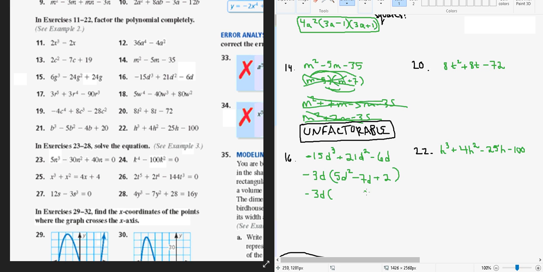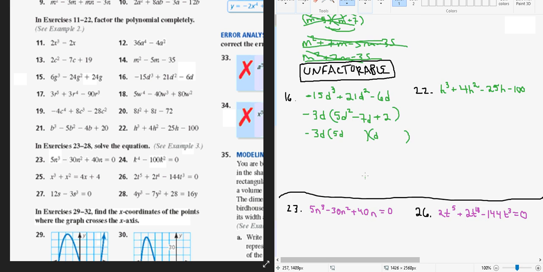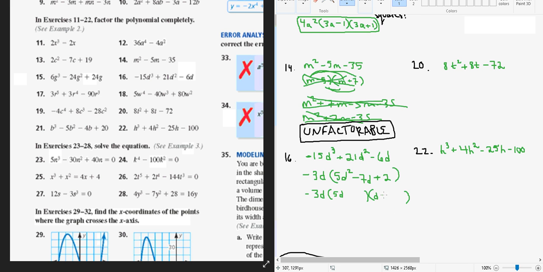Now I've got to factor this trinomial right here, this 5d squared minus 7d plus 2. I have to factor this trinomial into the product of two binomials. So 5, that's a prime number, so I know I need 5d and d in my first two positions, because 5d times d is 5d squared. 2 is also a prime, so the last two have to multiply to 2. So either this has to be a +1 and a +2, or a +2 and a +1.